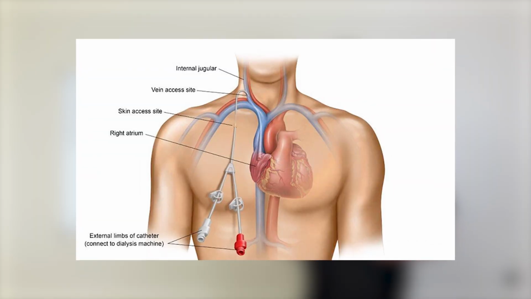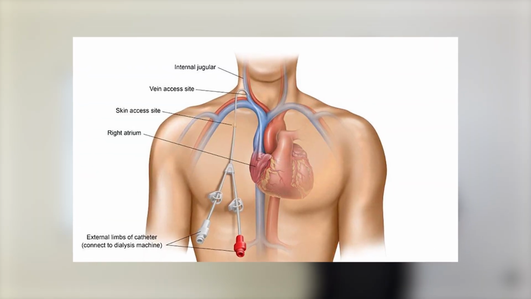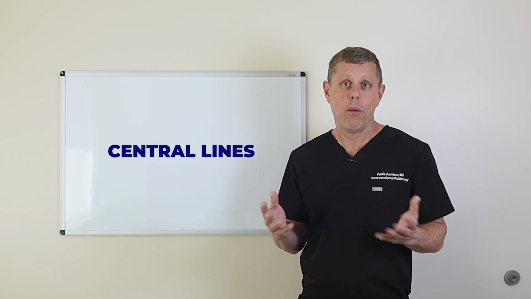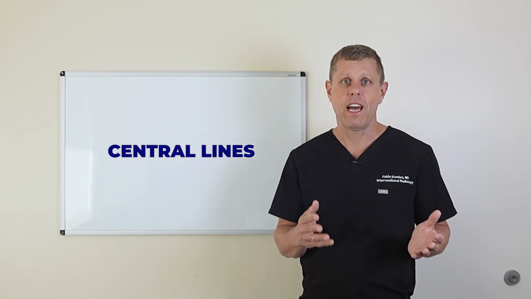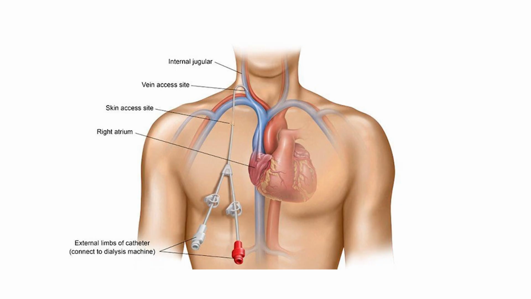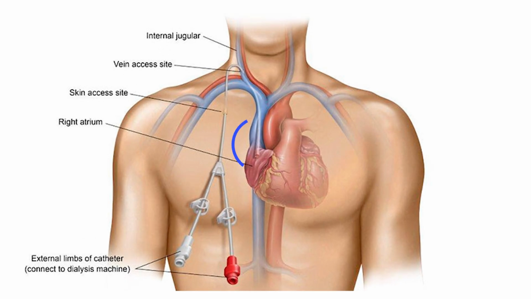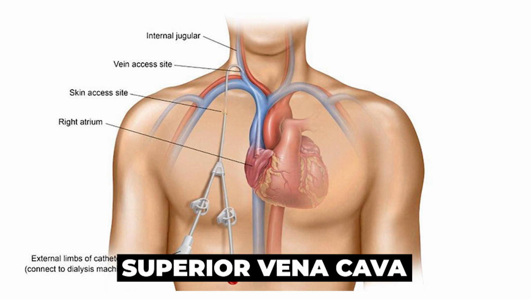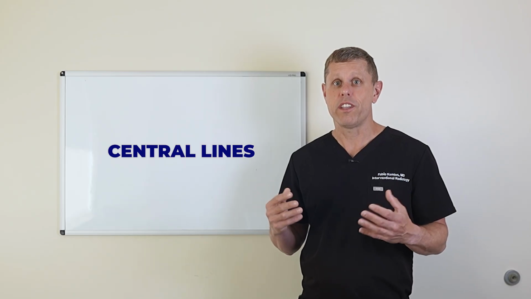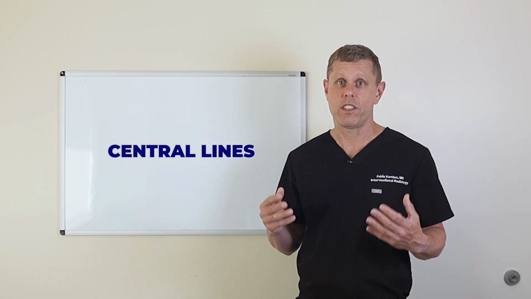A central line is a type of intravenous or IV catheter, and the common thing between all types of central lines is that the tip of the catheter goes in a very large vein in your chest, which is called the superior vena cava, and that's called a central vein. That's why they're called central lines.